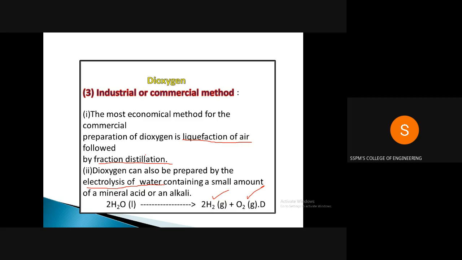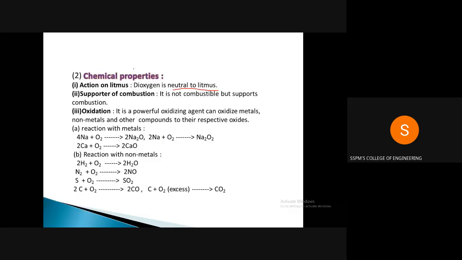It liquefies at -183 degrees Celsius and freezes at -218 degrees Celsius. Dioxygen is neutral to litmus. It is not an acid or a base. It gives a neutral reaction with litmus paper. It is not combustible, meaning it does not burn itself, but it supports combustion.